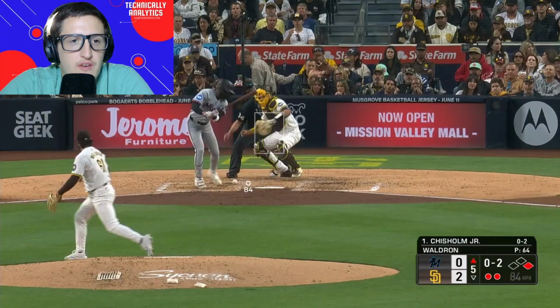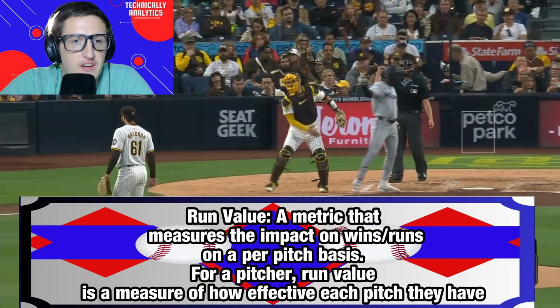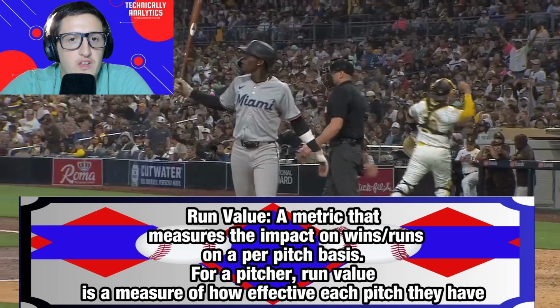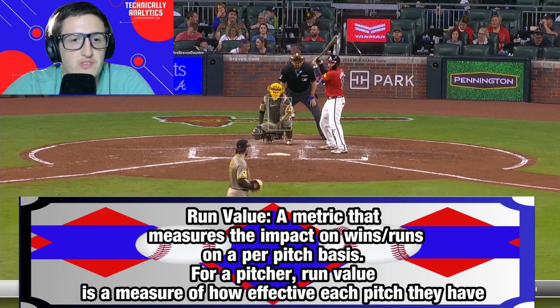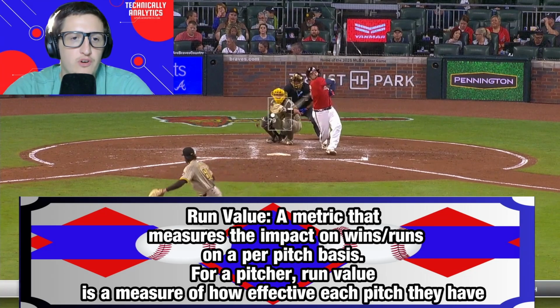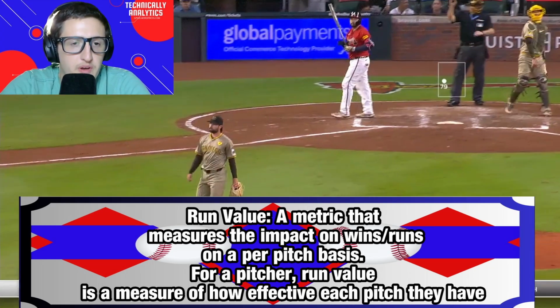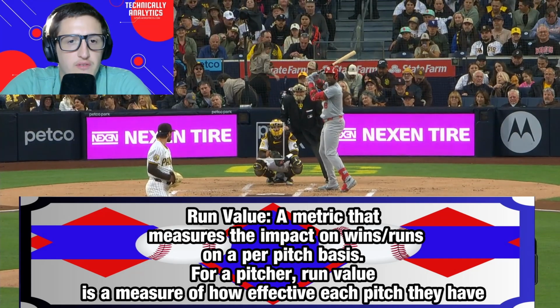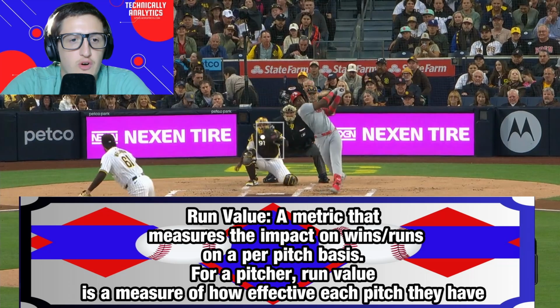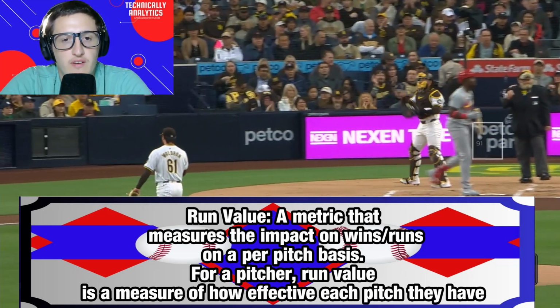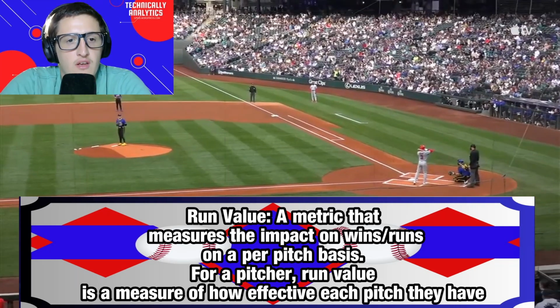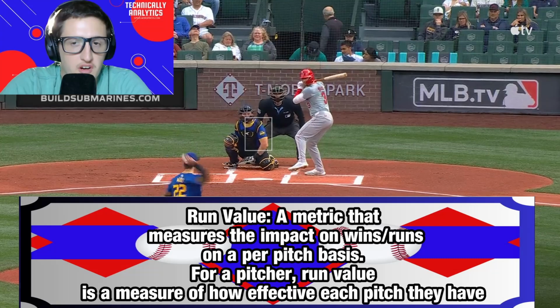And then we have run value. Again, this is a metric that measures impact on wins, runs on a per pitch basis. Run value for a pitcher is a measure of how effective each pitch they have is. So, for example, if their curveball is a positive run value and their cutter is a negative run value, the curveball is a more effective pitch than the cutter.